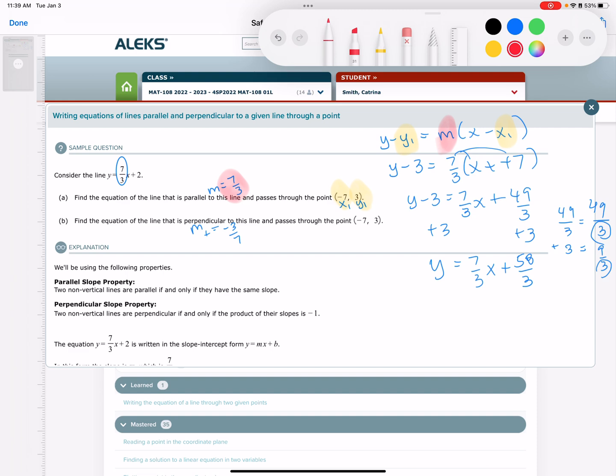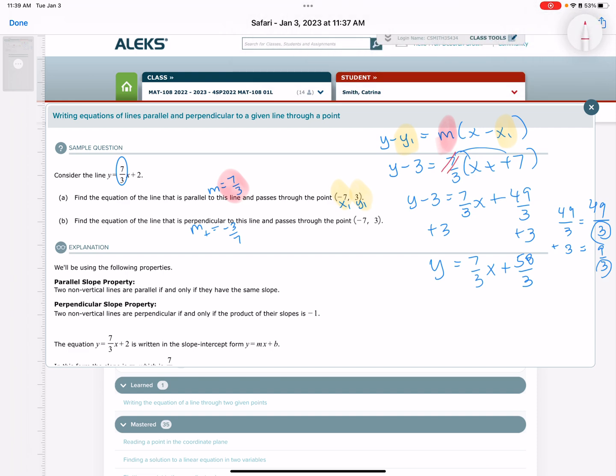So what's going to happen is instead of this being 7 over 3, it's going to be negative 3 over 7. So we're going to do the same thing. Y minus 3 equals negative 3 over 7, x plus 7. And this one's actually a lot easier because the 7s cancel out nicely for me. Y minus 3 equals negative 3 over 7, x minus 3 over 7 times 7.